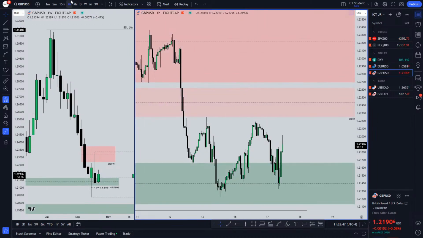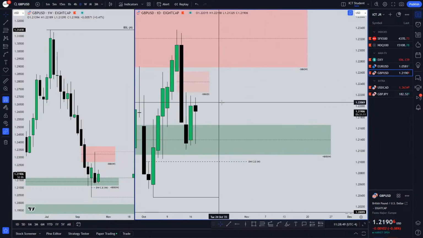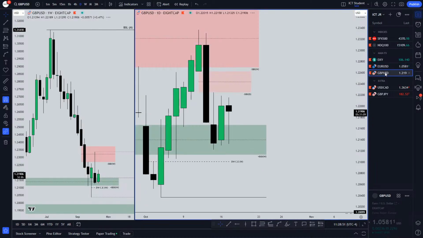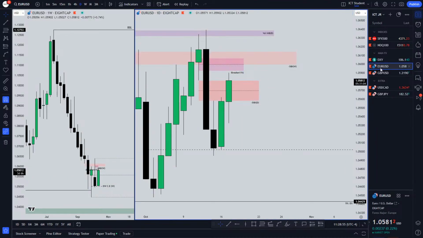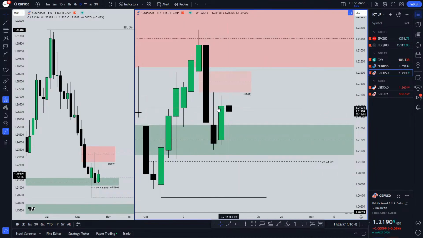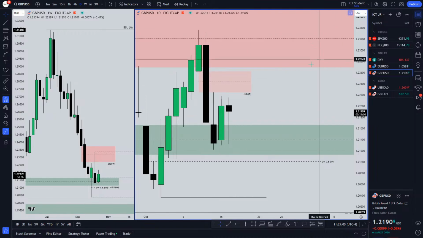Same thing for GU. GU looks the same. You can just see euro GU, big SMT divergence. This one's lower lows and this one's higher lows, pretty much. So the one to trade would probably be this one, but this one has CPI tomorrow, so you want to be very cautious of that.